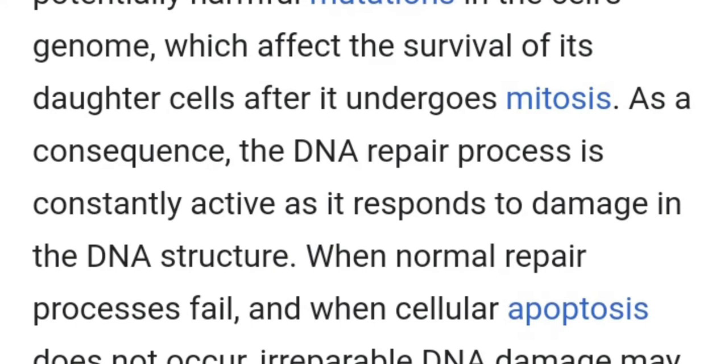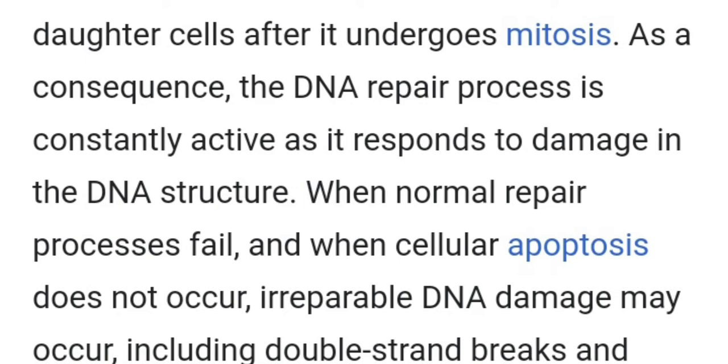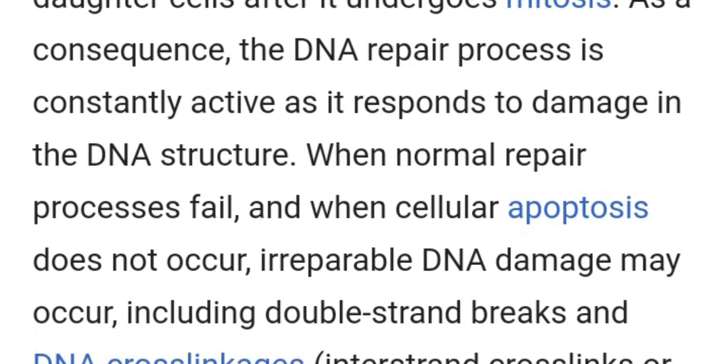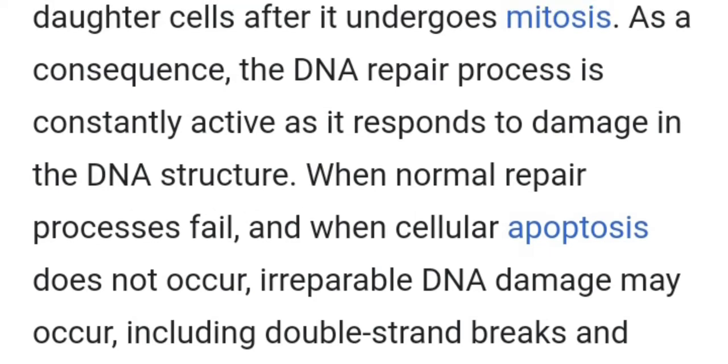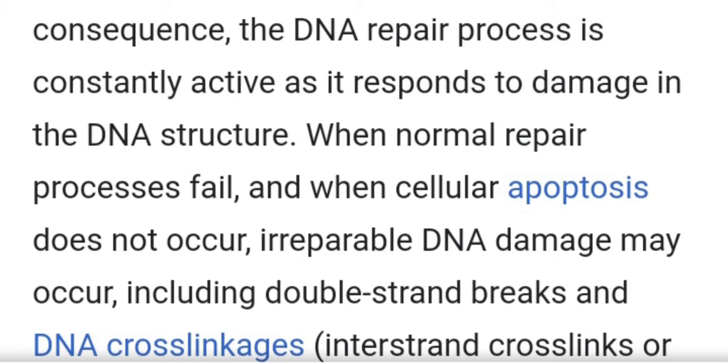Now, when this normal repair process fails, suppose the DNA repair process is not able to rectify or correct that mistake, then what happens? The cell will undergo programmed cell death, which is known as apoptosis. So cellular apoptosis will occur only when the normal repair process fails.